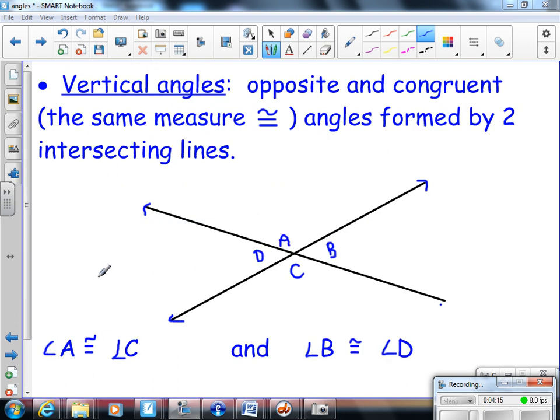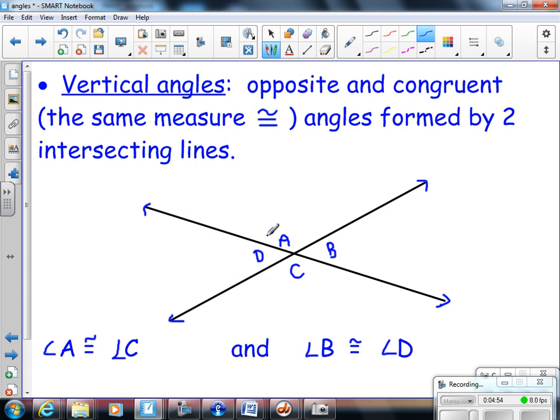Okay, the next type of very special angle pairs are called vertical angles. Vertical angles are formed from two intersecting lines, any lines that cross or intersect, just like an intersection in the street. Opposite angles are congruent, or they have the same measure, and this is your congruency symbol. So that we can say that angle A and angle C are congruent. They're exactly the same. We can say that the measure of angle B and angle D are congruent. Okay, so vertical angles are opposite and congruent angles formed by two intersecting lines.